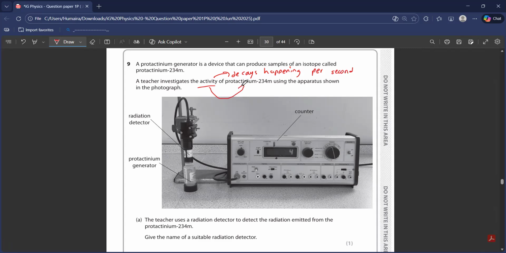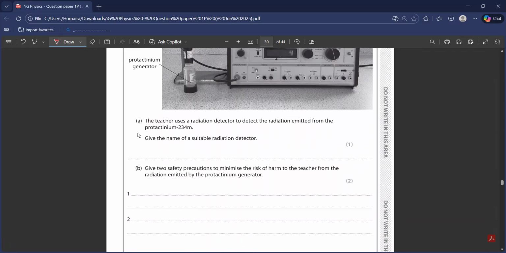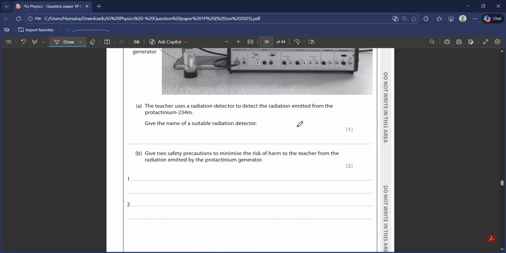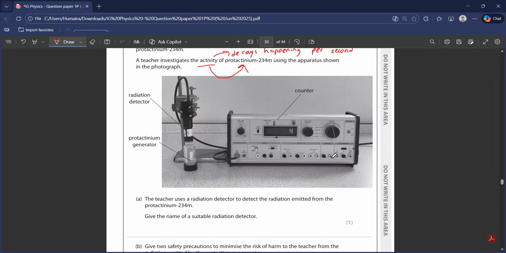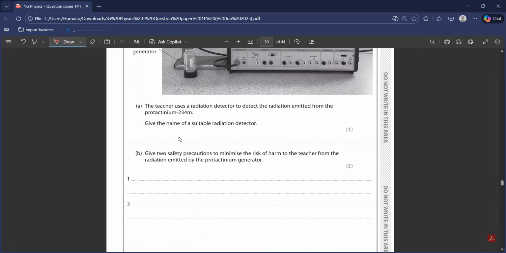So the activity of protactinium-234 is being observed using this apparatus in the picture, where we have a counter, a radiation detector and this protactinium generator. The teacher uses a suitable detector to detect the radiation emitted from the protactinium-234. Give the suitable name of the radiation detector. What are the radiation detectors? It's always the same. It's Geiger-Müller tube.